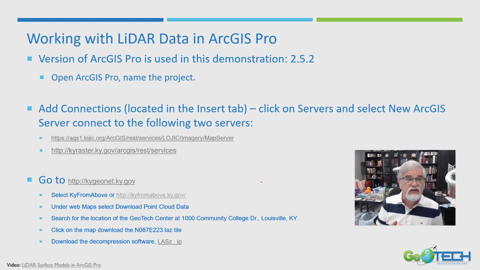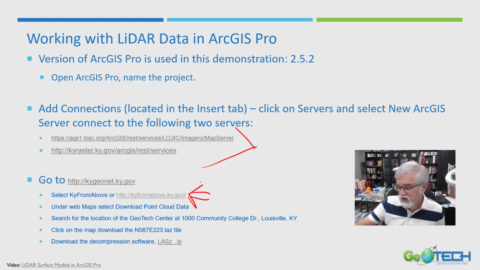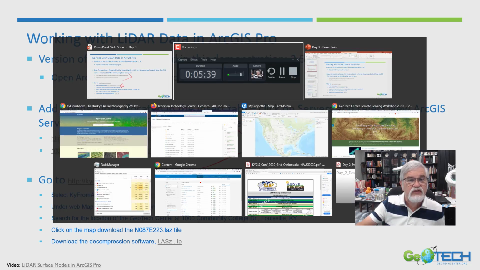So on this slide, you can see we've given you some reference information on where to get some data. We've given 2 servers here that you can use for your base map layers. But the one that we're going to concern ourselves with is where the LiDAR is stored. I've already loaded that location into my computer, so I'm going to switch screens and go to that location.